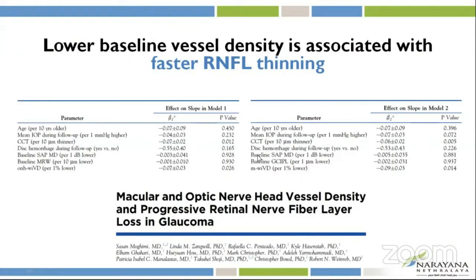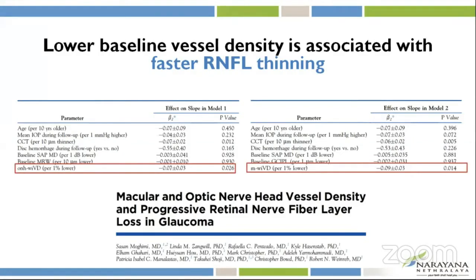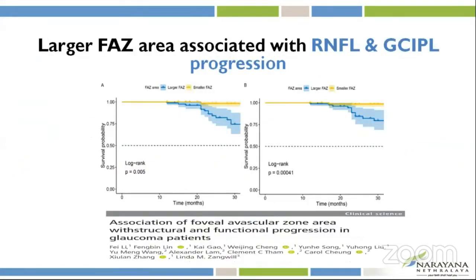So this was a study which showed that the lower baseline vessel density was associated with a faster RNFL thinning. In this study, 132 eyes with mild to moderate glaucoma were studied and followed up for 2 years. It showed that with every 1% lower vessel density at the optic nerve and macula, there was a 0.07 and 0.09 faster rate of decline in RNFL thickness. Another study showed that a larger FAZ area was associated with RNFL and GCIPL progression.